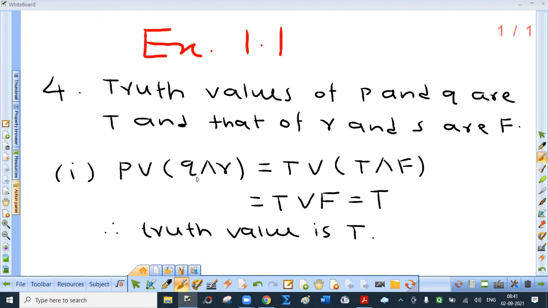Now, the first part, P or Q and R. See, this is not difficult. Now, this is true or, in bracket, true and false. In CET, we will not even check this because in disjunction, if one is true, the answer is true only. Actually, this is false, but true or false is nothing but true. So, what is the truth value? It is T. This is how you have to solve this. Write down.